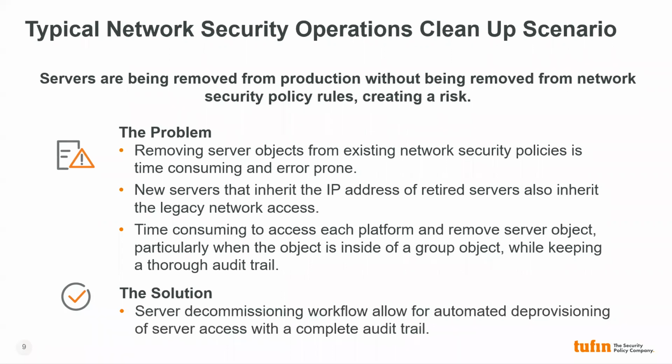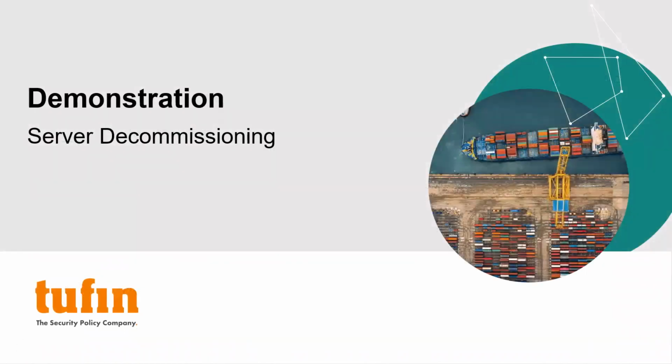So again, the solution, the server decommissioning workflow, allows for the automated deprovisioning of server access. And how I typically see customers do this is that their server team, who's ultimately charged with removing these servers, will create a ticket saying, I'm taking the server with IP address 1.1.1.1 off the network. That ticket reaches out to Tufin Automation and says, this server has been taken off the network, please delete it from the rule base. And then Tufin Automation will take off and do that. So let's take a look at what that looks like as well, okay?